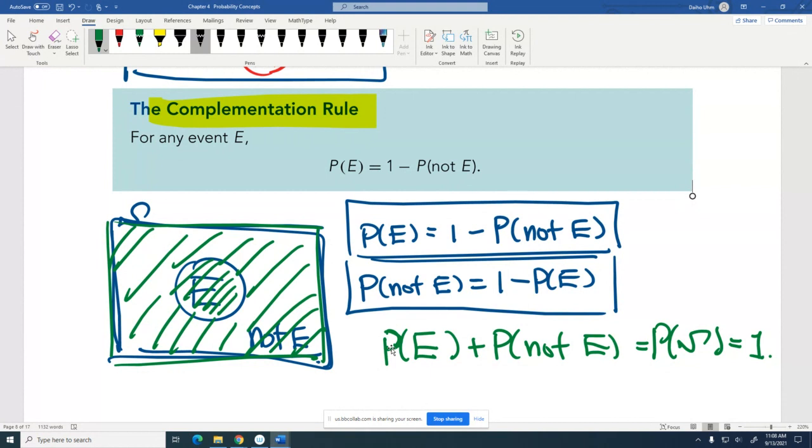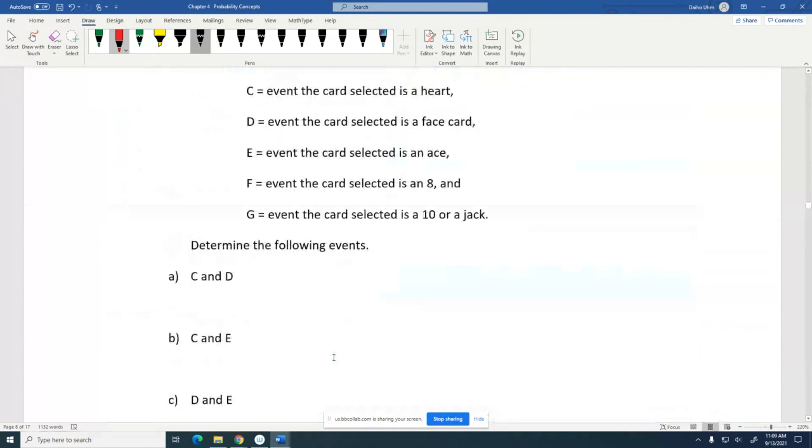So, is there anyone? Both will be true. But the two of them, we can say it is the complementation rule. Already we applied the complementation rule before.